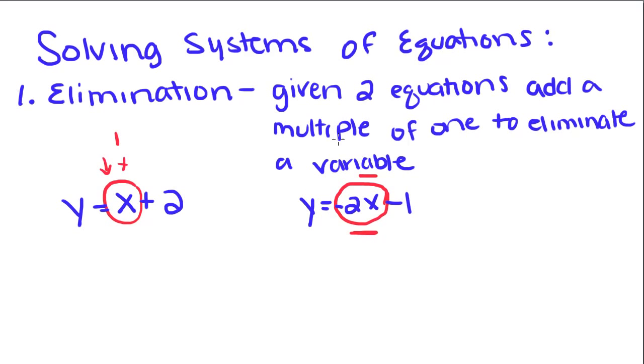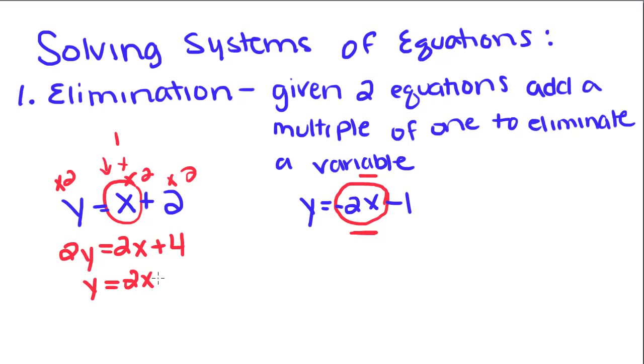So we want to multiply this whole equation by 2. So we're going to multiply everything by 2. So we get 2y equals 2x plus 4. And we don't do anything with this one. So now what we're going to do is write this equation right underneath it, and we're going to add these two equations together.